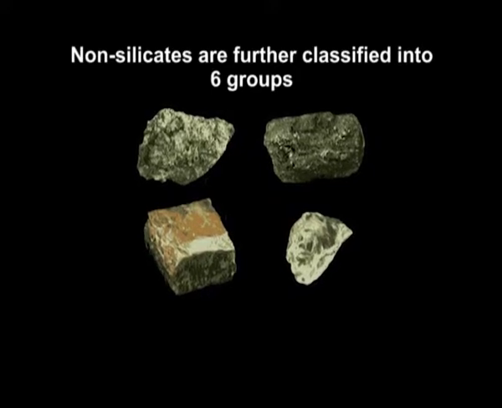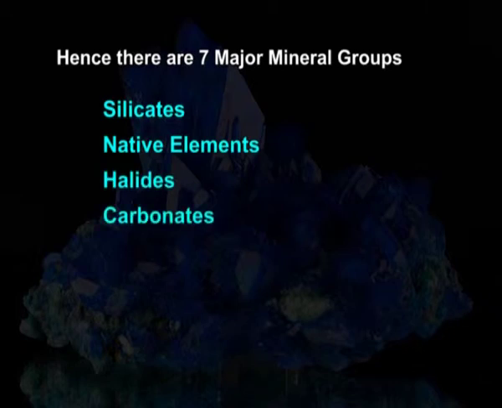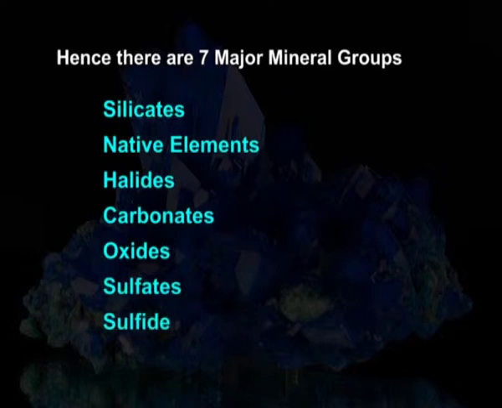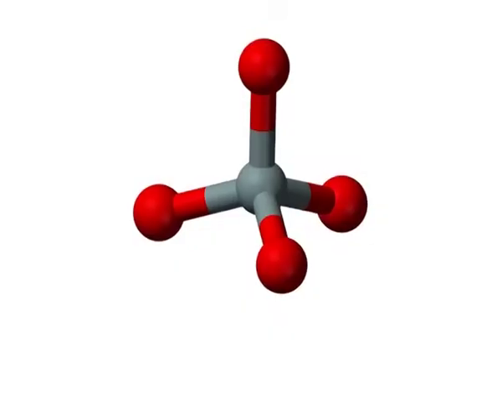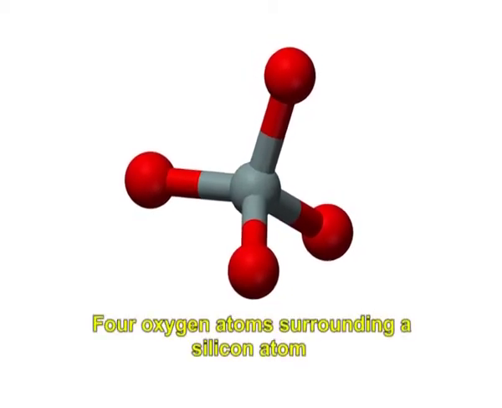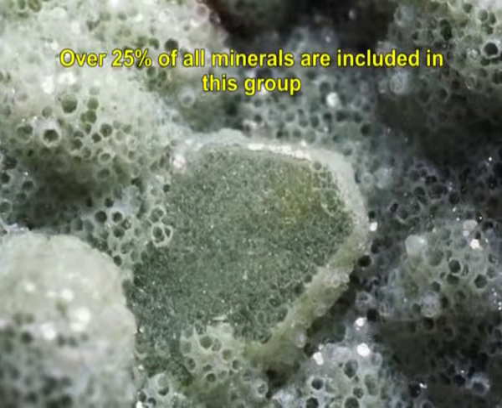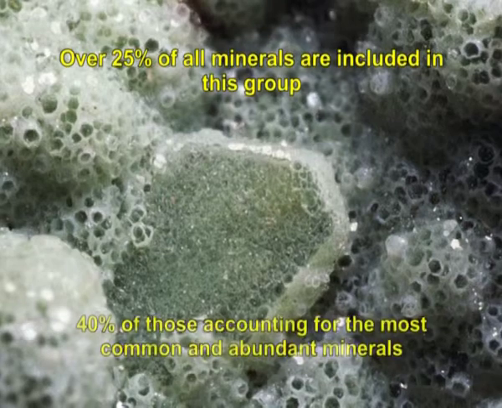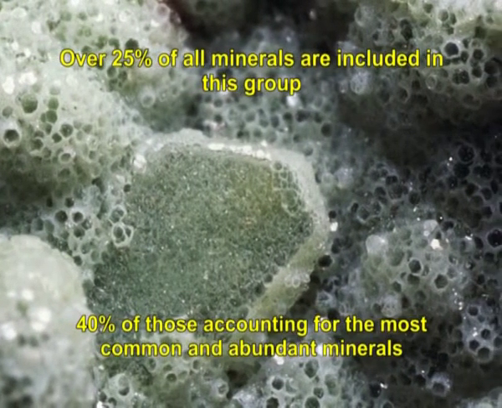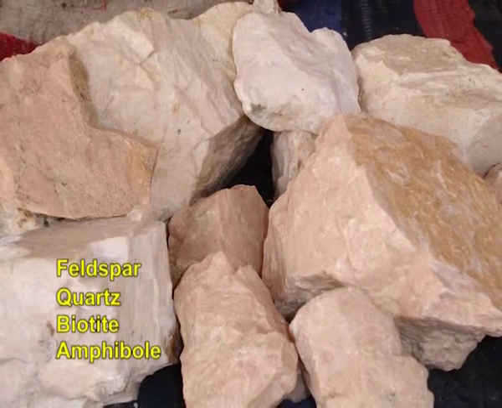Non-silicates are further classified into 6 groups. Hence, there are 7 major mineral groups: silicates, native elements, halides, carbonates, oxides, sulfates, sulfides. Silicates are composed of silicon-oxygen tetrahedrons, an arrangement which contains 4 oxygen atoms surrounding a silicon atom. Silicates comprise the majority of minerals in the Earth's crust and upper mantle. Over 25% of all minerals are included in this group, with over 40% of those accounting for the most common and abundant minerals. Feldspar, quartz, biotite and amphibole are the most common silicates.